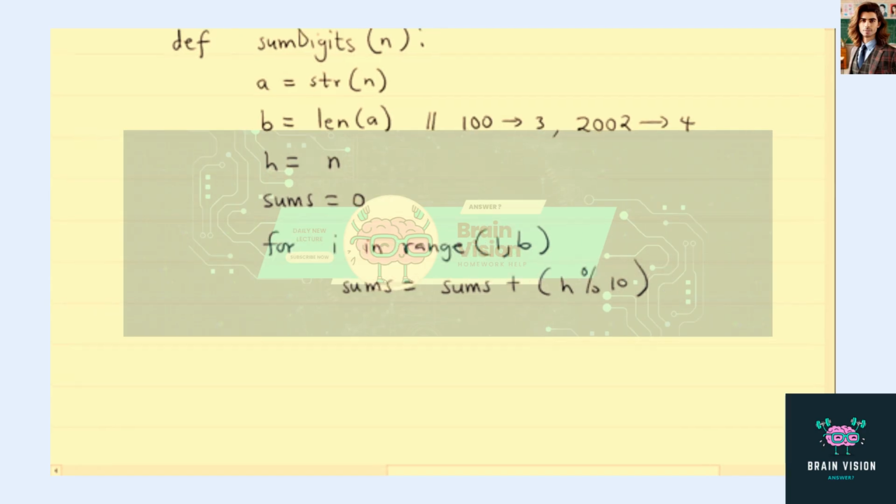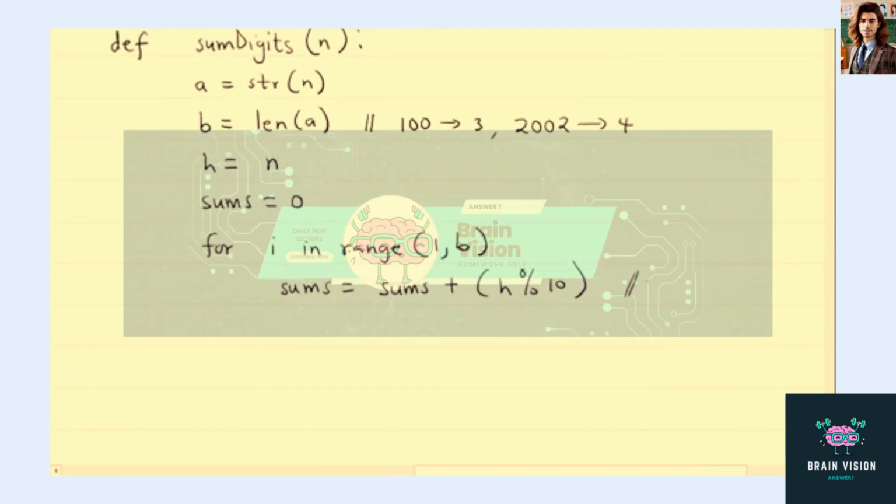modulo 10. So for example, if I have 102, it will divide it, and the value that this one will have is 1, so it will add 1 to the 0. Then the next time it will add 0 to the 1. Then the final time it will add 2 to it. So it is gradually taking all of them off.